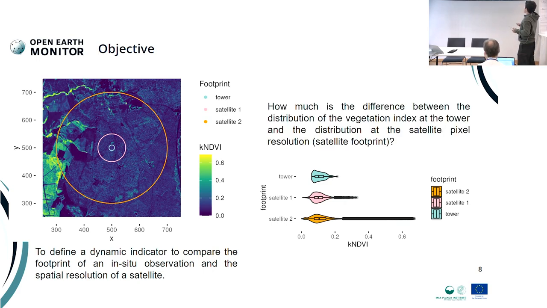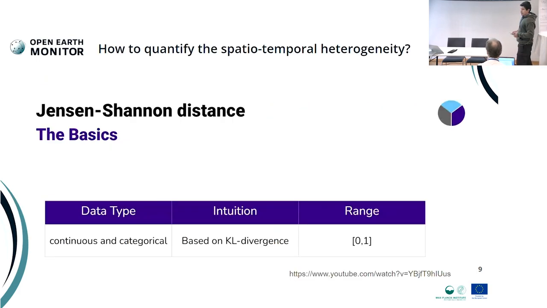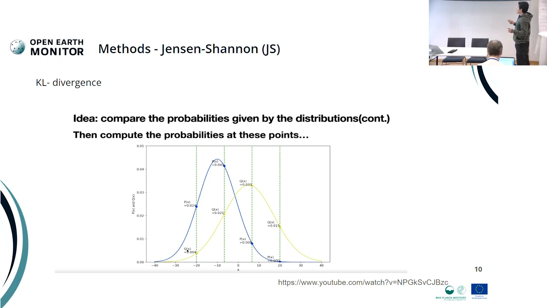So to solve this problem, we use the Jensen-Shannon distance. And we choose this one basically because it's bounded from 0 to 1. It is based on the mutual information divergence from Kullback-Leibler. So to understand Jensen-Shannon, we first need to understand Kullback-Leibler.